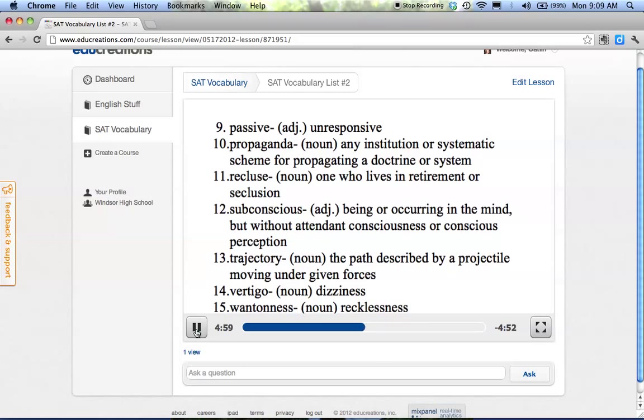Propaganda is basically the systematic use of something to continue propagating, to continue reinforcing an idea or a doctrine or a system. So maybe the best way to explain this is to give you an example.